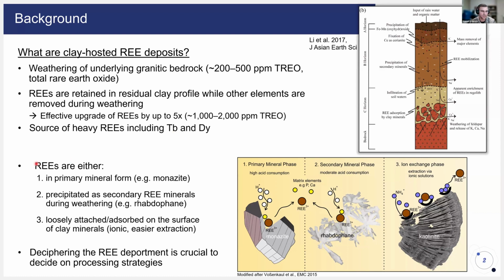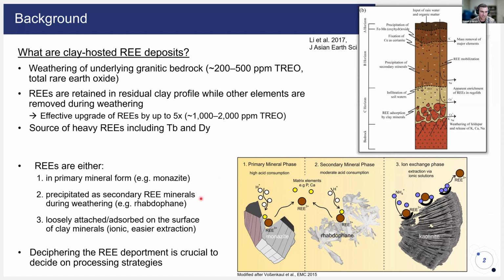Now, this talk is about the deportment of rare earth. They are either in primary mineral form. An example would be monazite, and that would require a lot of acid to break it down. That's just an example here of the H+ moving in and displacing the rare earth. So it needs a lot of acid, so it's not overly economic in clay-hosted deposits.